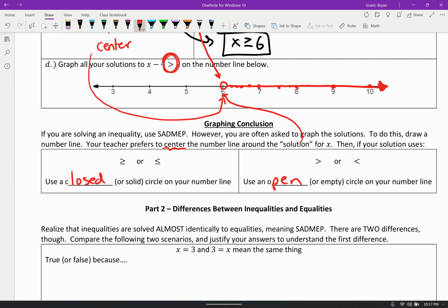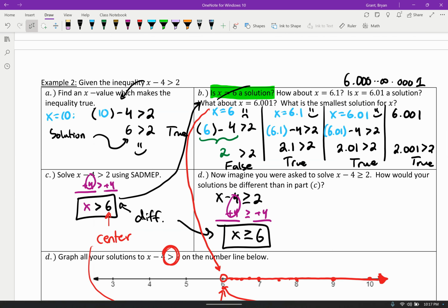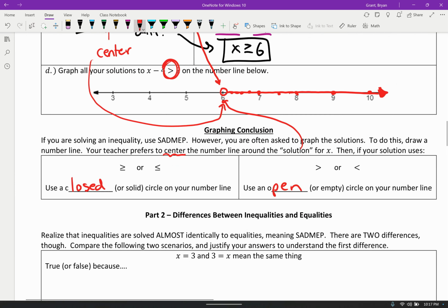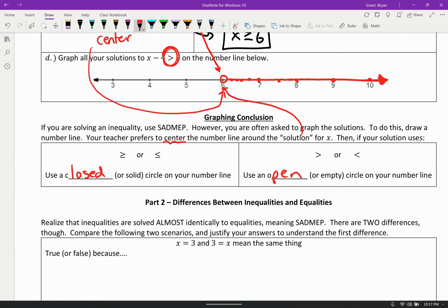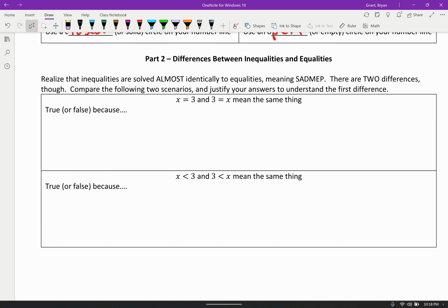So really there's only kind of two main differences with inequalities. You still use SADMAP to solve them. It's nothing too crazy. But oftentimes you're going to be asked to graph the solutions. And with graphing, we need to know the difference between open and closed circles. There's kind of one other difference, and all of this is really the same difference, but maybe phrased in a couple ways. The second difference really comes down to how you write your answer.